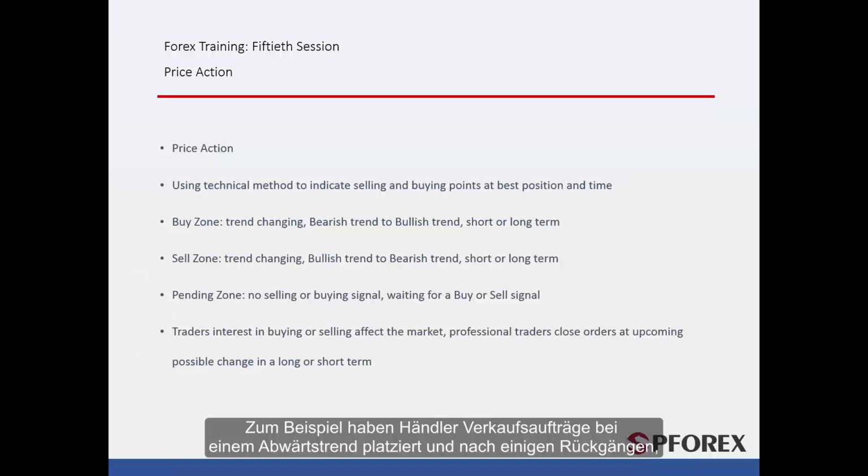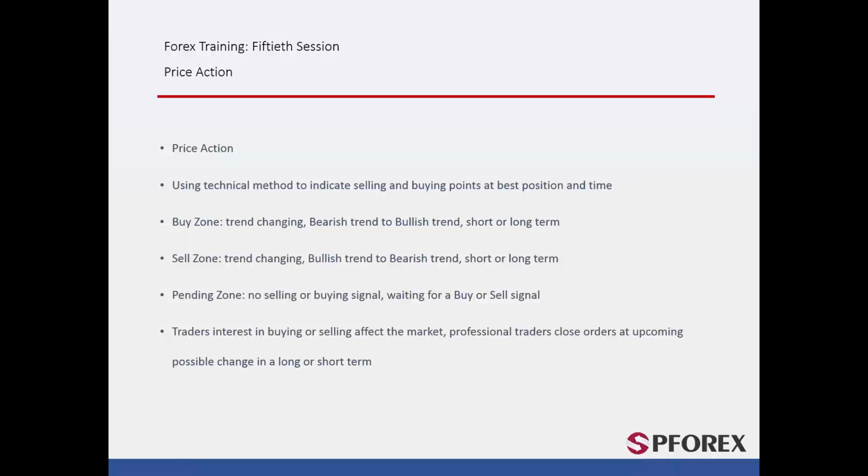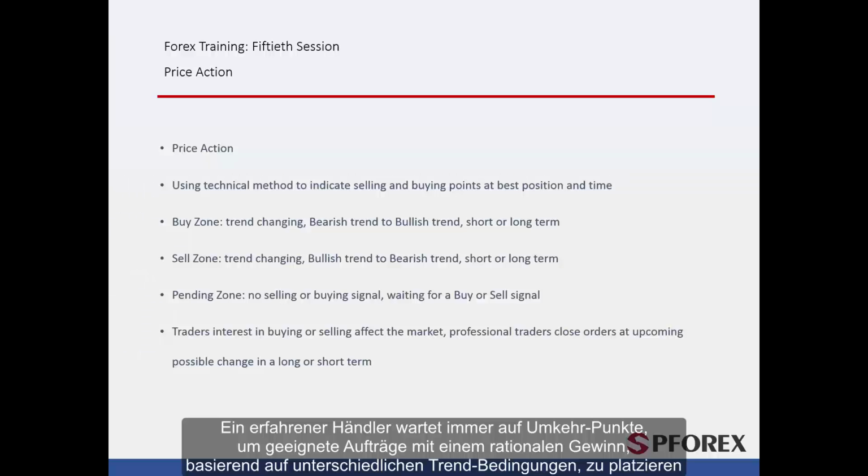For instance, traders have placed sell orders on a downtrend, and after some declines, most of the experts close their sell orders just before a corrective or reverse point. Thus, they could place buy orders at a certain price. A proficient trader always waits for reversal points to place a suitable order with a rational profit based on different trend terms.